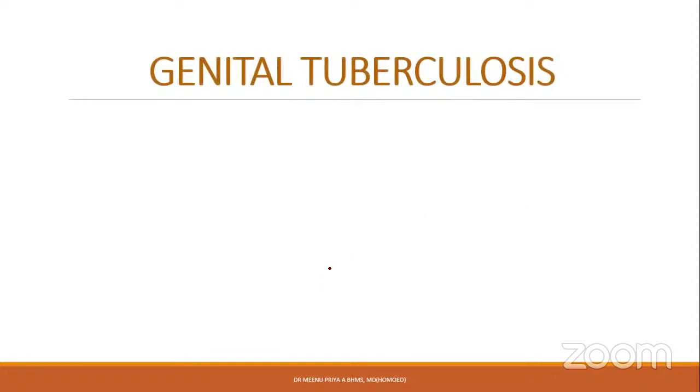Next is genital tuberculosis, a frequently asked question. If you take out papers of at least 2 or 3 years of AIPGT, this is asked. Most of UPSC, PSC, frequently asked topic is genital tuberculosis. So I would suggest you go through the entire theory part of genital tuberculosis.